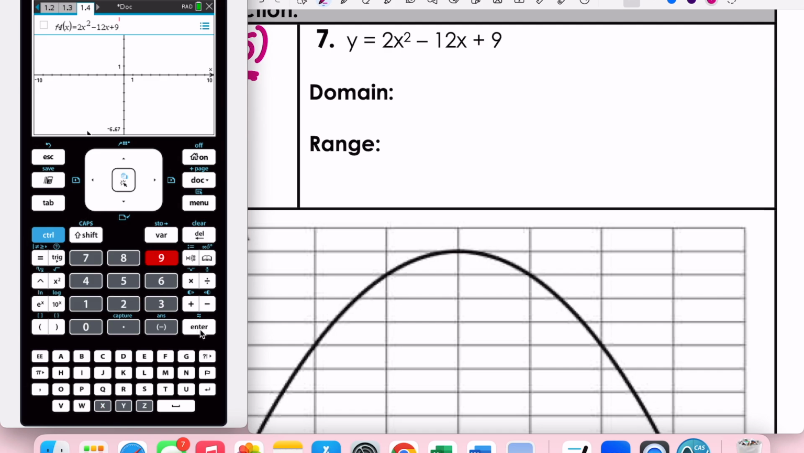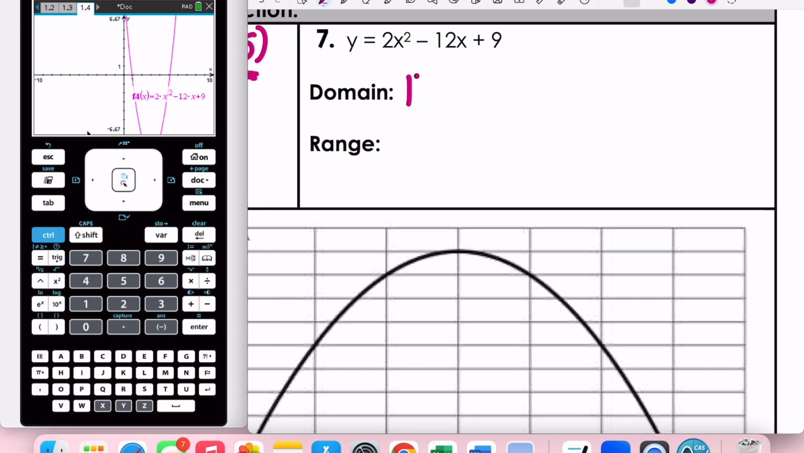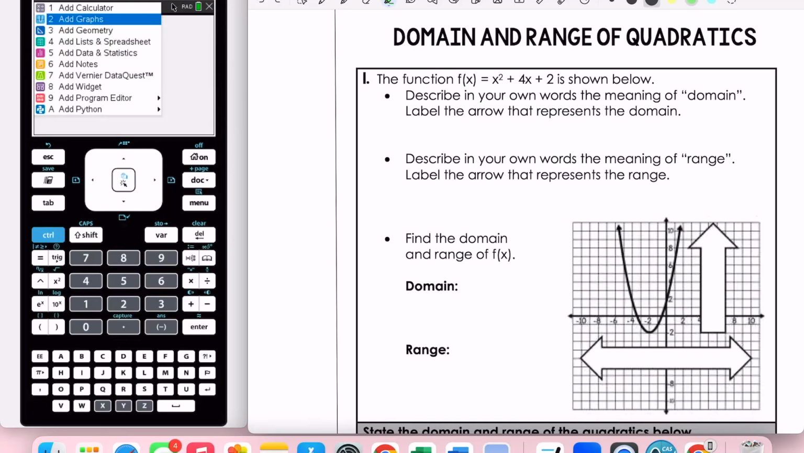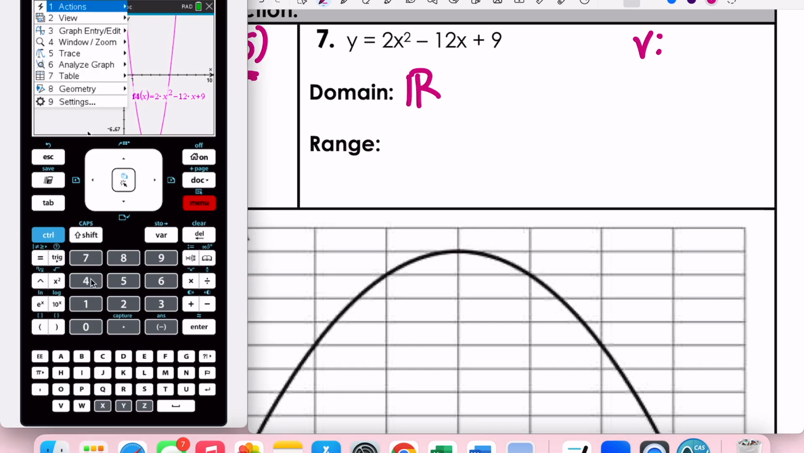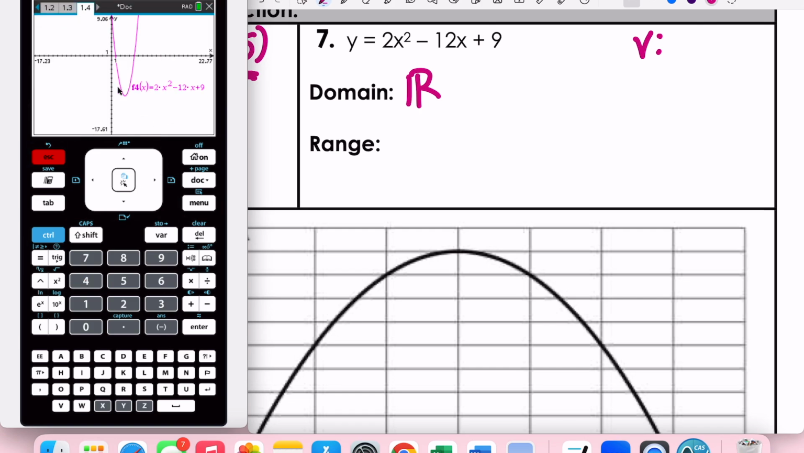Again, guys, when it comes to identifying the domain of a quadratic function, it is all real numbers unless it is a real-world situation or you have endpoints. So to determine the range, remember, I first have to start off by identifying our vertex. So I cannot see my vertex here, so I'm going to go ahead and zoom out by pressing menu 4. And now that I can see my vertex, I want to determine, is that the lowest or highest point on your graph? It is the lowest point, so it is my minimum value.